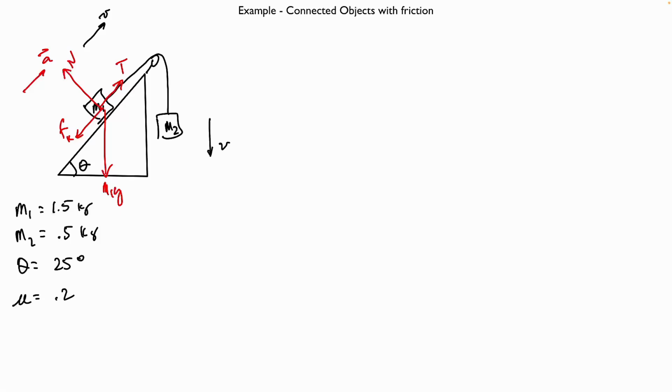Mass 2. Is there anything different for mass 2 from the last time we did this? Is mass 2 affected by any friction? No. So we're still going to have down, tension up.